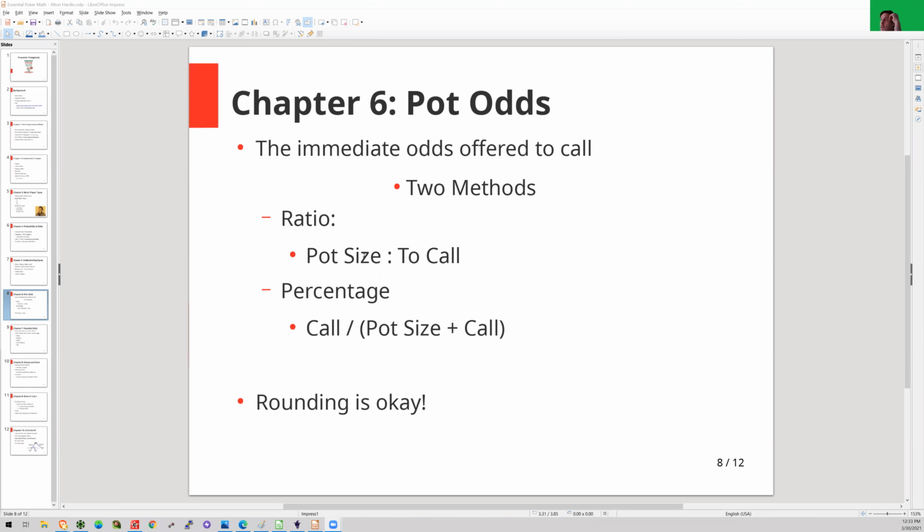And the pot size does not include your call yet. And the way that's more familiar or more comfortable to me, and we'll talk about this a little bit, is the percentage way. And that's your risk to reward ratio, which is basically what you call divided by the pot size plus call. So if you're getting 3 to 1, then that's just 1 divided by 3 plus 1, basically is how you do the ratios and percentages.